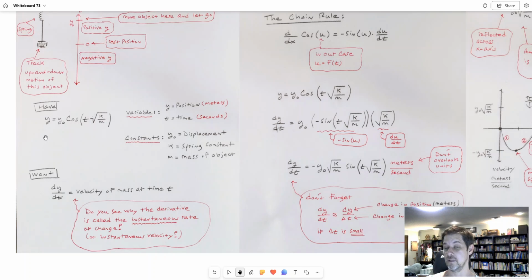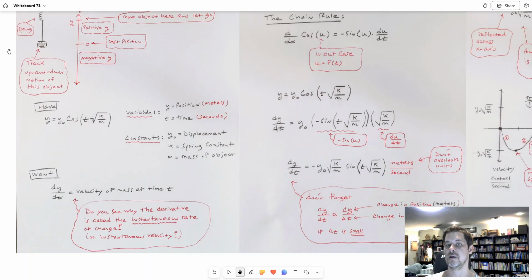So yes, I'm given this function, which measures the position of the object at any time t on this axis. Positions in meters, times in seconds. Okay, there are some constants. Y naught is this initial position of displacement. We compress the spring to this position Y naught, we let it go, and then it oscillates.